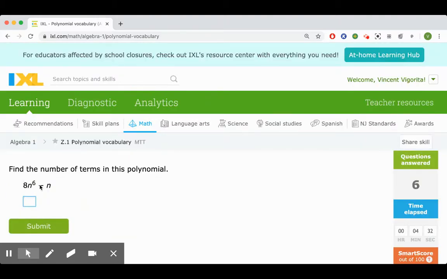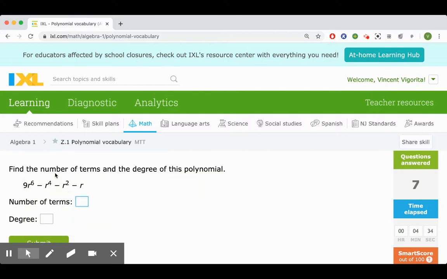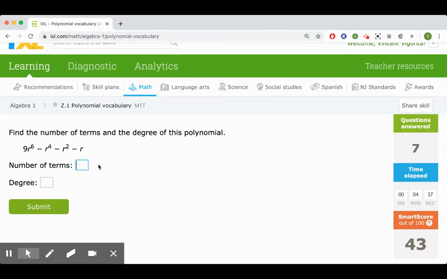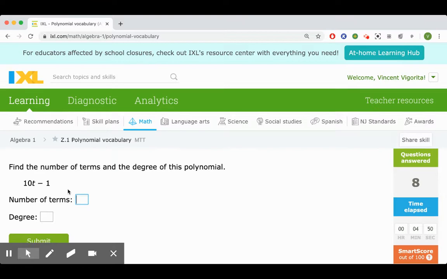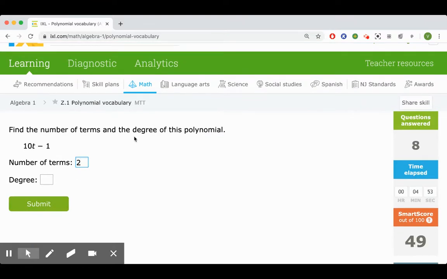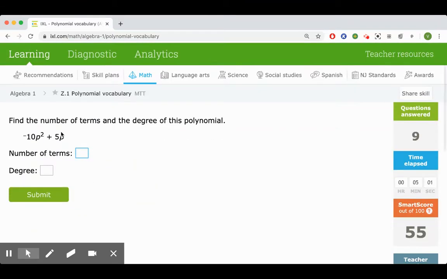Number of terms, 1, 2. Find number of terms and the degree. So there's 4 terms you can count. The variable with the highest exponent, well, it's r. They're all r's, but the highest exponent is 6. Number of terms, 2. The degree, 1. This one has a 0, so it's 1. Number of terms, there's 2 terms. Degree, exponent is 2, exponent's 1, 2 is higher, so the degree is 2.